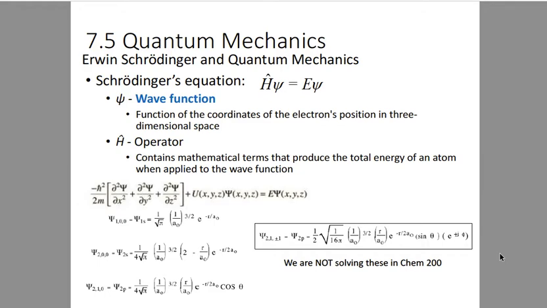So the Schrödinger equation. This is where I wanted to bring up the fact that we are not solving these equations. You do not need to worry about solving these equations. You need to go take differential calculus, and then we can solve these equations. So this is just to show you where you will go if you decide to continue in your chemistry career and take physical chemistry.